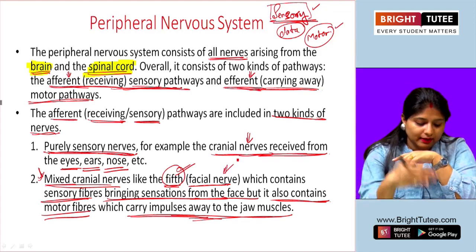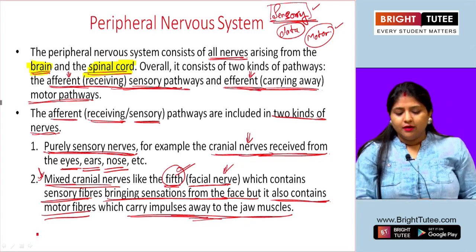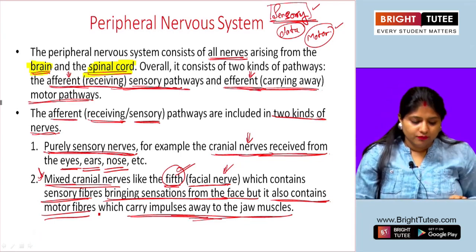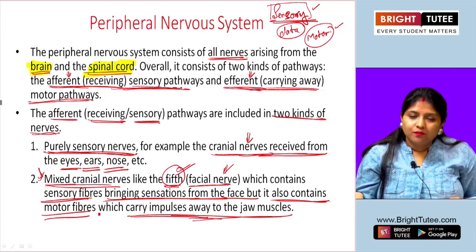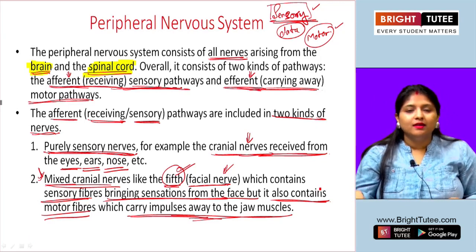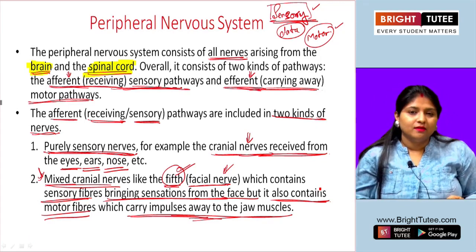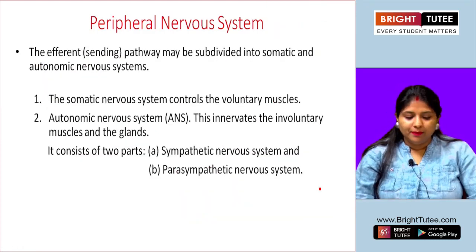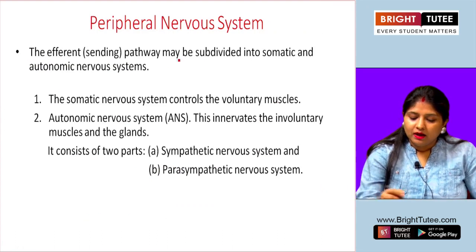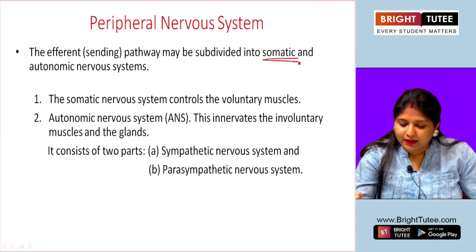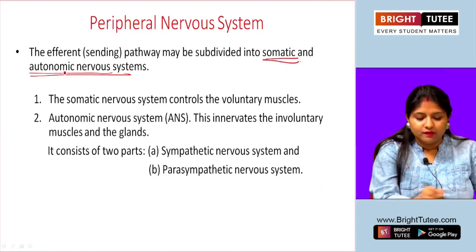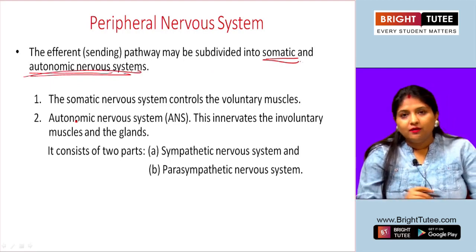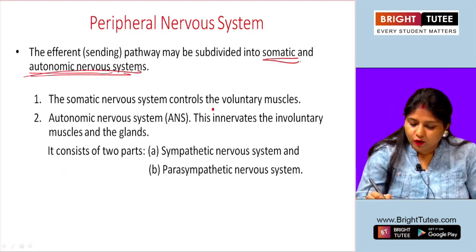So you can see that in the afferent, that is the one which is receiving the information, there are two types. One is the purely sensory and the other is the mixed type, that is both sensory as well as motor. Then next you have the efferent pathway, that is the sending pathway. They may be subdivided into somatic and autonomic nervous system, right? Somatic nervous system basically controls the voluntary muscles.